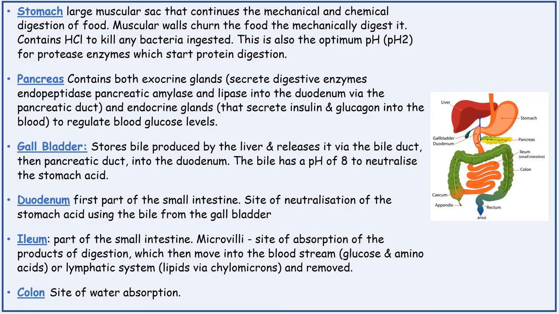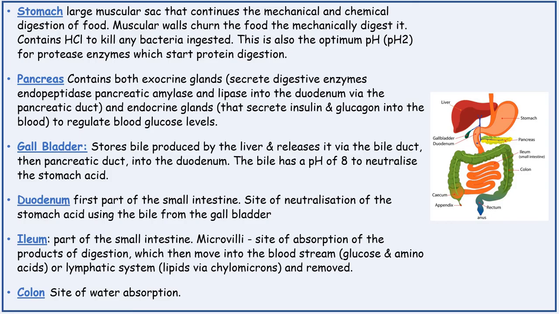The gallbladder stores bile that is produced by the liver, and it releases the bile via the bile duct into the duodenum, and the bile has a pH of 8 to neutralise the stomach acid. It also emulsifies lipids to produce a larger surface area for lipase to act on. The duodenum is the first part of the small intestine, or ileum, and it is the site of neutralisation of stomach acid using the bile from the gallbladder.